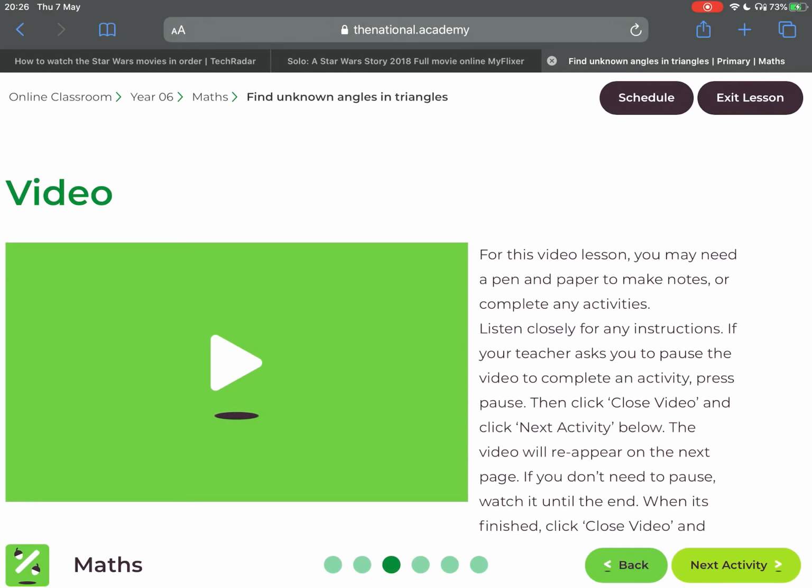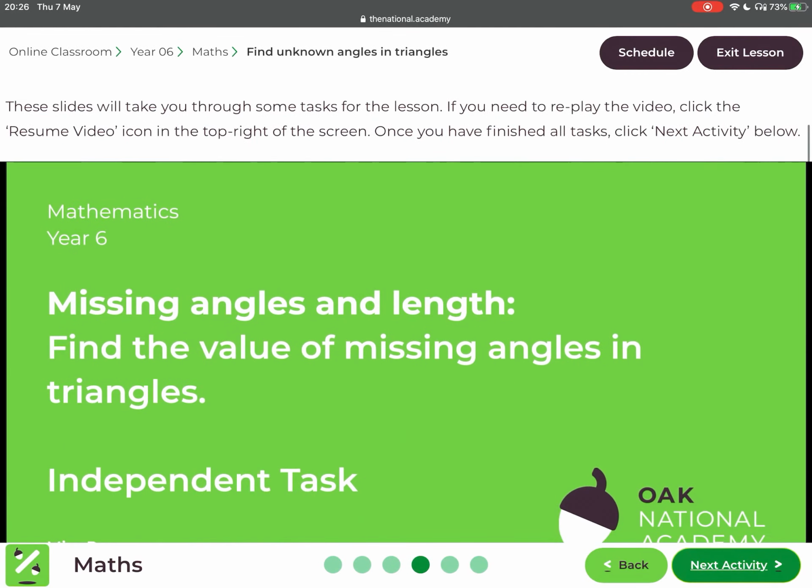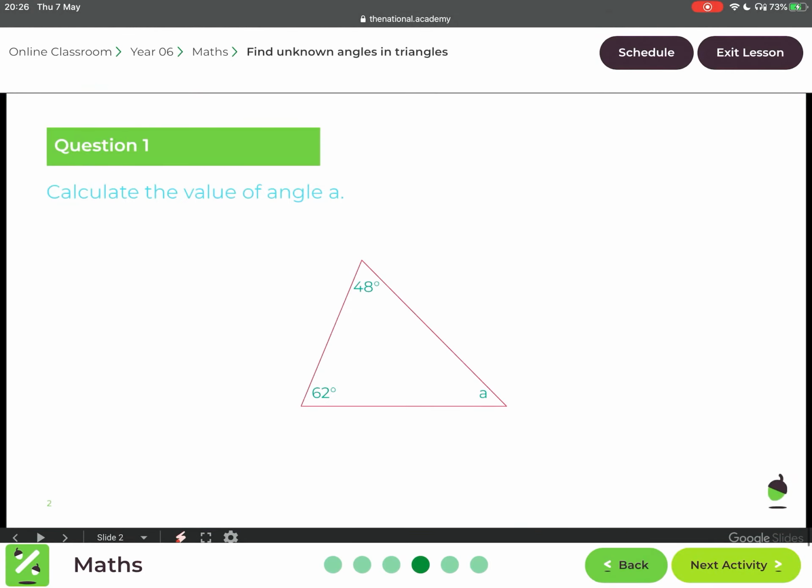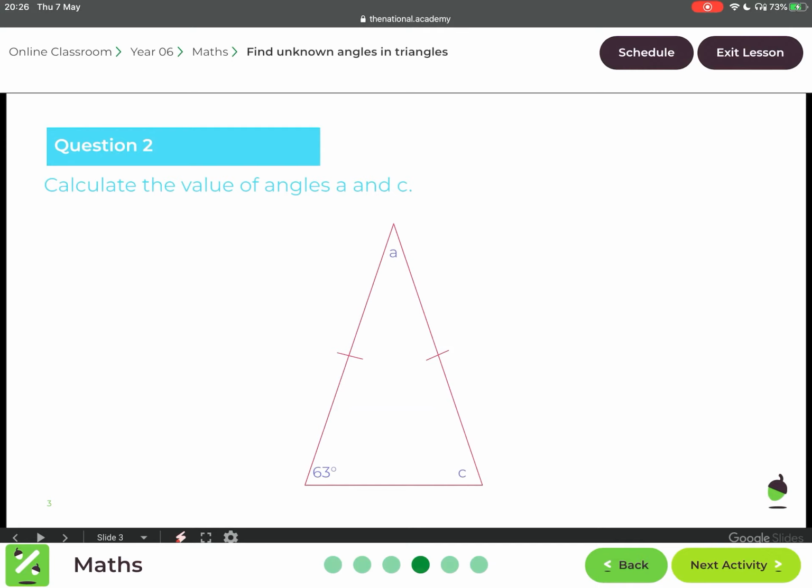After you learn, you would have a video here, and then after that you have your independent task here. So question 1, calculate the value of angle A. The answer for number 1 would be 70 degrees. Question 2, calculate the value of angles A and C. So A would be 54 degrees and C would be 63 degrees.